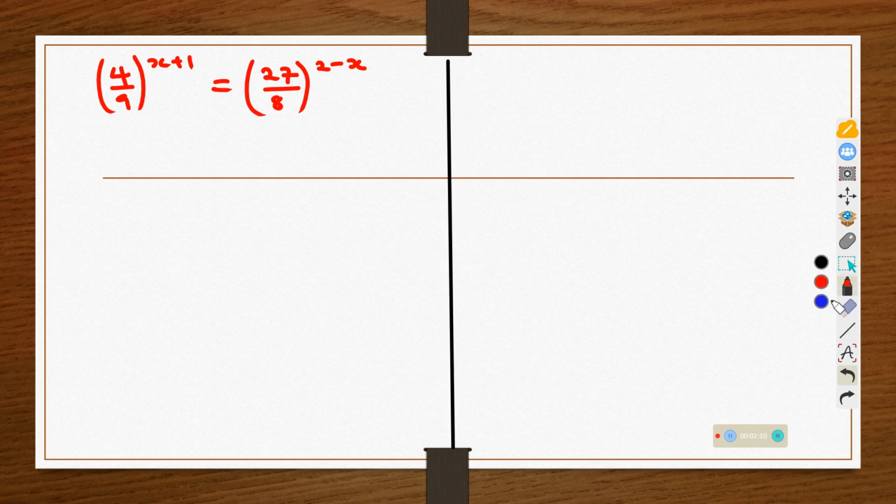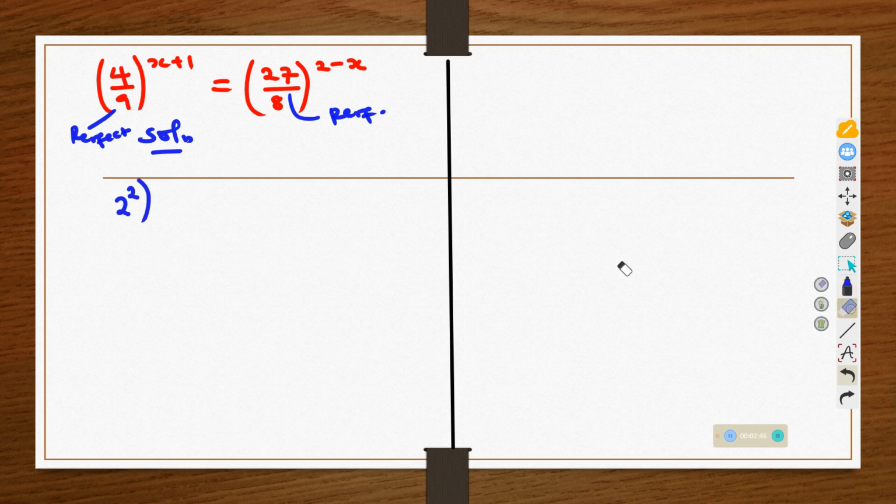Okay, so let us look at the required solution. To look at the solution, we shall first look at what we have in the brackets. Here we have 4 over 9, here we have 27 over 8. But we can easily establish a relationship between 4 and 9. These are what we call perfect squares. 4 and 9 are perfect squares, while 27 and 8 are perfect cubes. So we can express 4 as 2 to the power 2, and we can also express 9 as 3 squared.